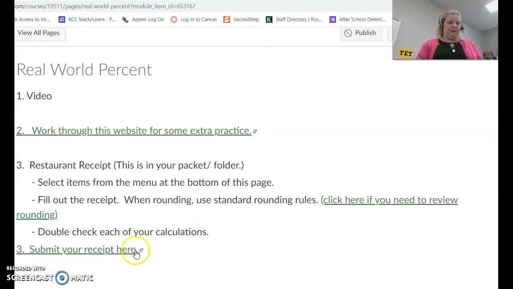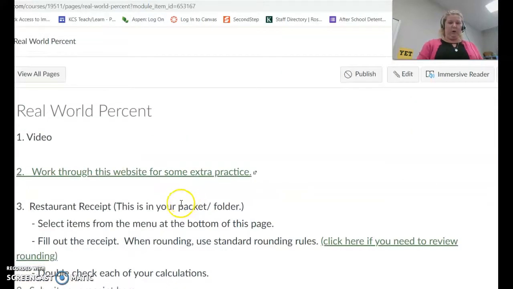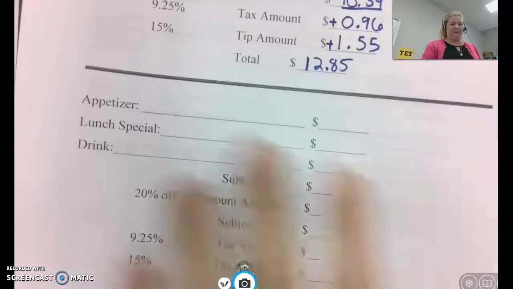What you're going to do is either scroll on down and use the menu that's here, or you could search for a restaurant of your choice. But if you do that, note some restaurants will not have the prices online. If that's the case, you would just pick a different restaurant. This is your homework or independent practice to make your own receipt.